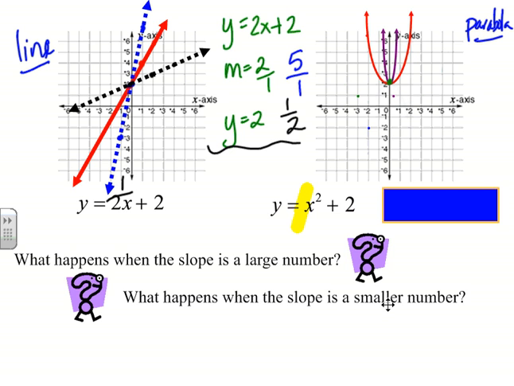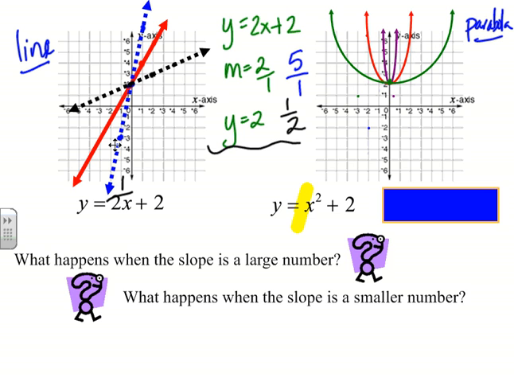What happens if that number is smaller? Well, let's make that number smaller and see what happens. It's going to become wider. So it does get a little wider and gets flatter, and when it gets a small number, when it's a large number, it gets steeper. Very similar to what was going on with our line.